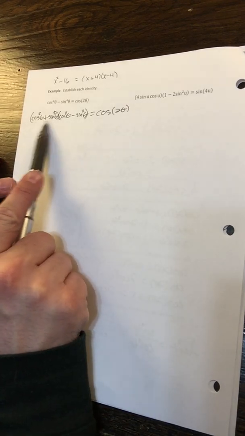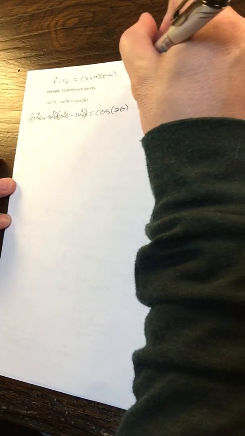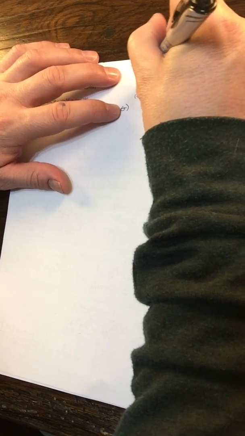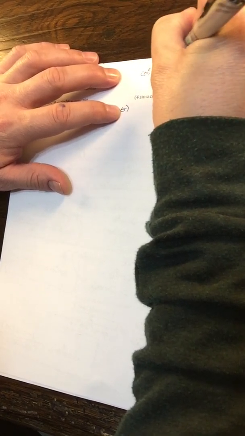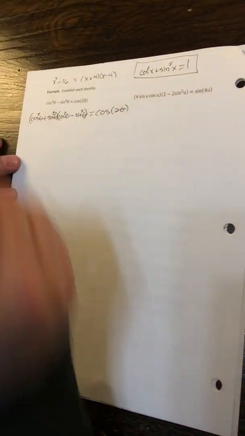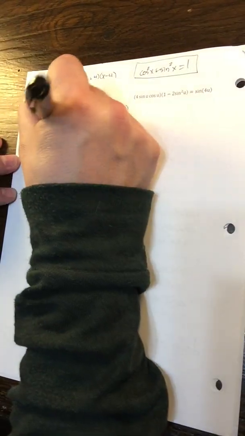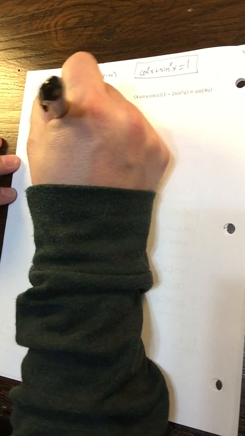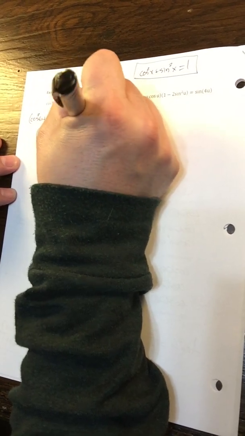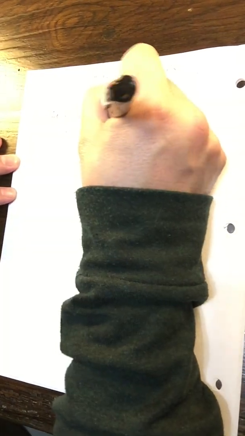Isn't that equal to 1? Don't we have an identity that goes cosine squared x plus sine squared x is equal to 1? That's the Pythagorean identity right there. So this is 1 times cosine squared theta minus sine squared theta, and that's supposed to equal cosine of 2 theta. Okay, well now we're talking because we're done, aren't we?